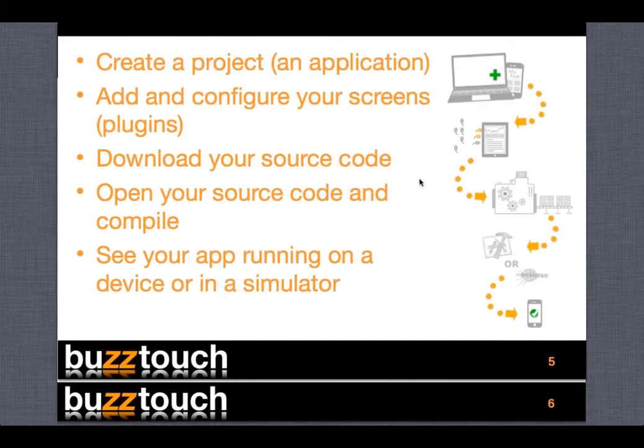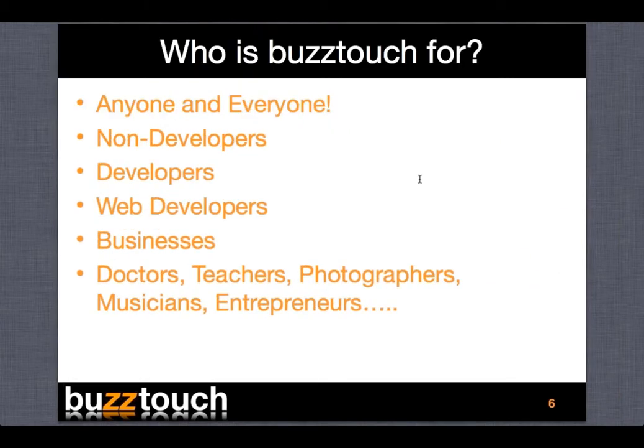Now, who is Buzztouch for? Well, anyone and everyone, literally. That's why there's an exclamation point there, because we've got 13-year-olds to 80-year-olds using the software. Literally, I was showing my grandfather. He was visiting, and he was blown away by what you could do. So it's kind of neat. He's got his own iPad and everything, so he should be a developer as well.